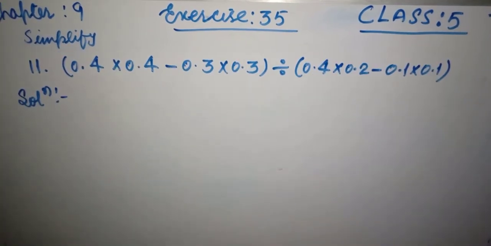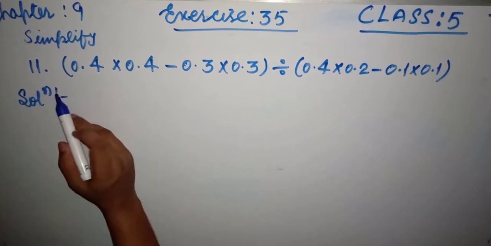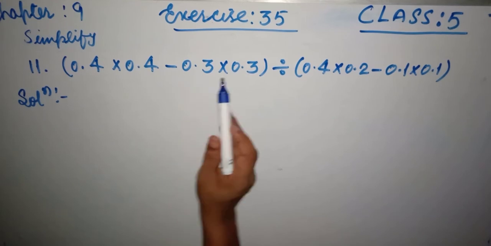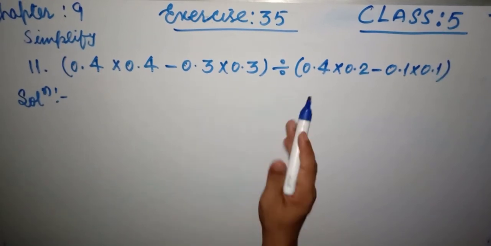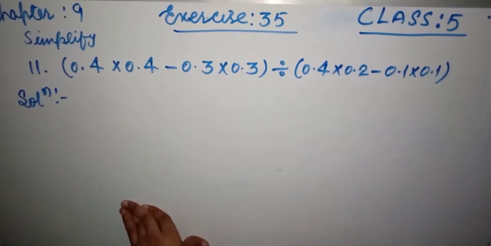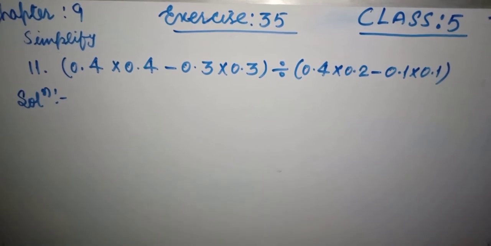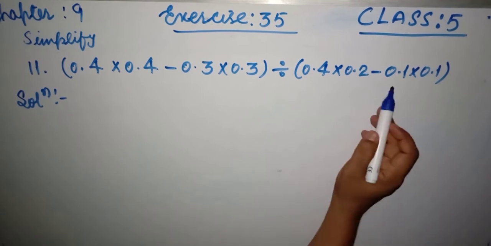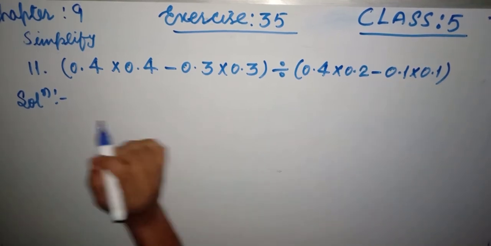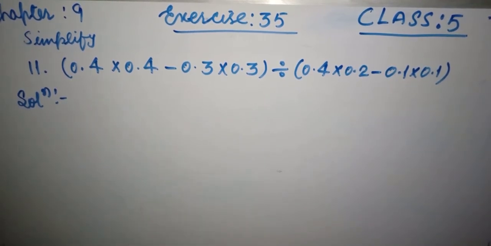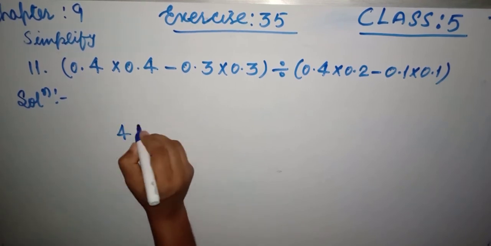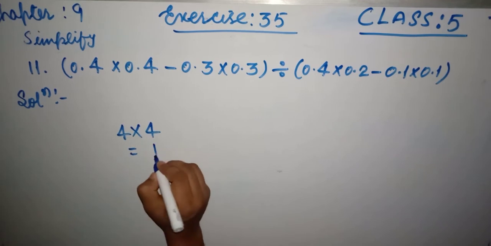Now see friends, question number 11 says, simplify 0.4 multiplied by 0.4 minus 0.3 multiplied by 0.3, whole divided by 0.4 multiplied by 0.2 minus 0.1 multiplied by 0.1. Now see friends, first we have to multiply, erasing the decimals. Now this is only 4, then 4 multiplied by 4, 4 fours are 16 friends.